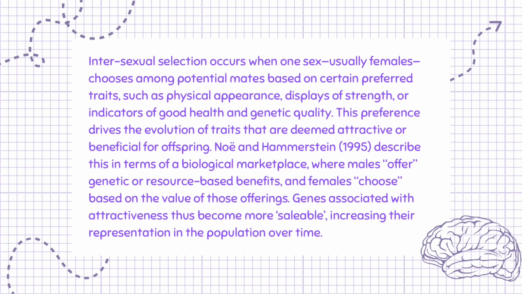Nur and Hasson, 1995, described this in terms of a biological marketplace, where males offer genetic or resource-based benefits, and females choose based on the value of those offerings. Genes associated with attractiveness thus become more saleable, increasing their representation in the population over time.